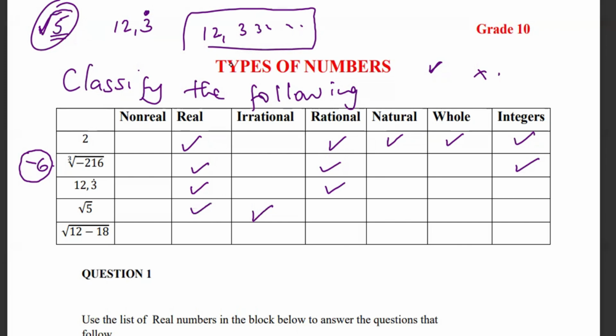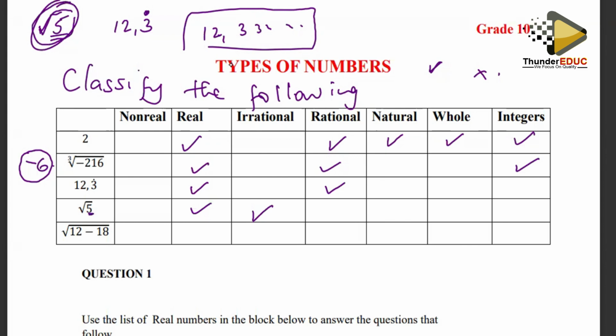Then a number cannot be both rational and irrational. It has to be one of them, okay? So we leave this. It cannot be a natural number. It cannot be a whole number. It cannot be an integer. Now someone asks why? We're talking about the square root of 5. We are not talking about the 5. We're looking at the whole part.